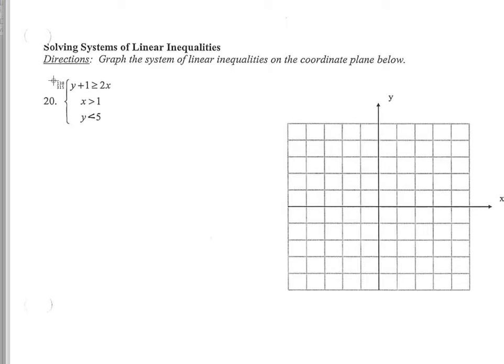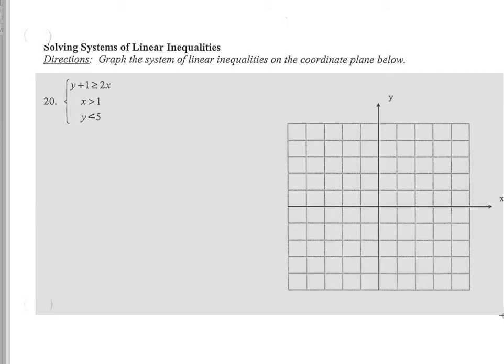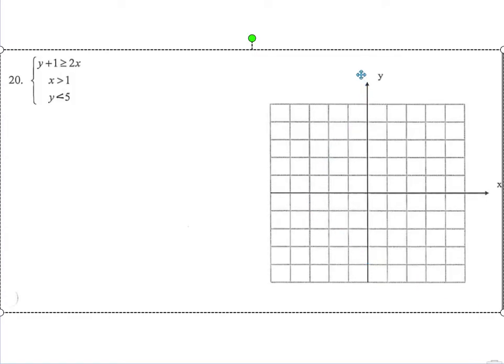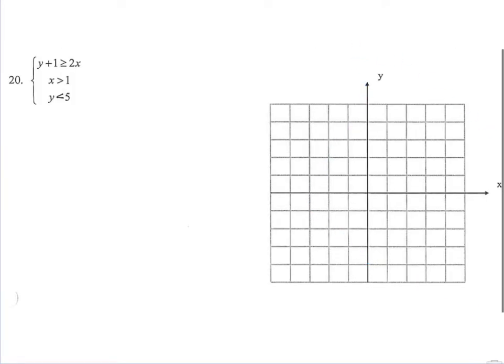Dude, I actually got that right, though. Yeah, you did a good job on number 19. That was the only one I got 3 out of 3. There's number 20. Crap. So graph all those. So let's do the easier ones first.